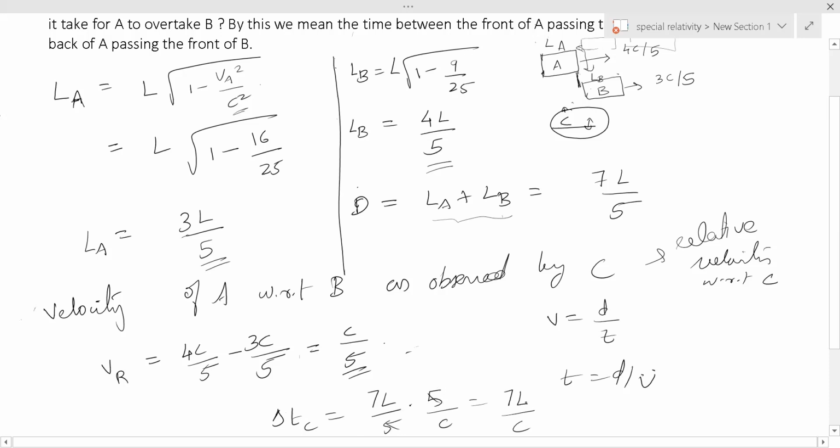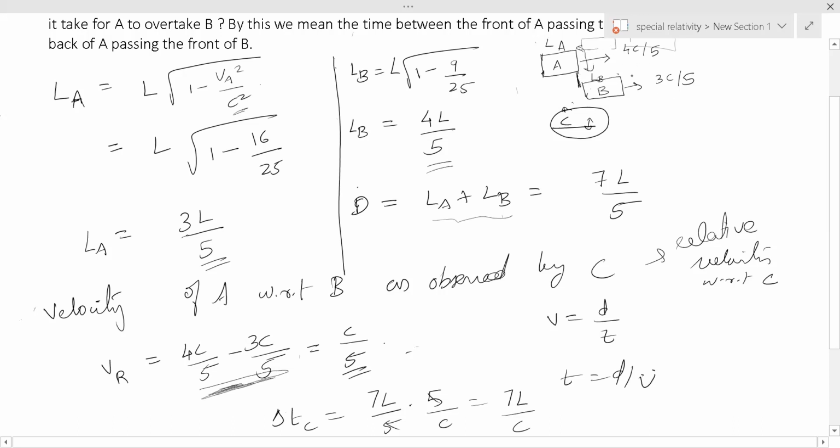That's the time that A takes to overtake B as observed by C. And this is also a trick question because people often make this mistake. When you calculate the relative velocity, if you use the relative velocity addition formula here, you are wrong. Then you are getting some other velocity. Because remember that according to this observer, both A and B have some speed, 4c/5 and 3c/5.